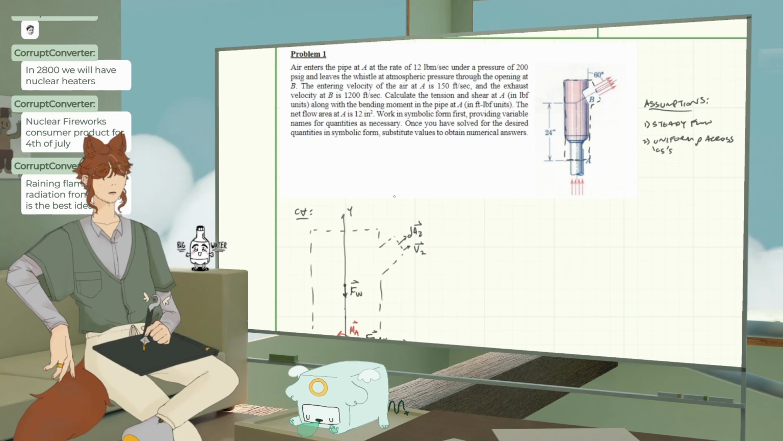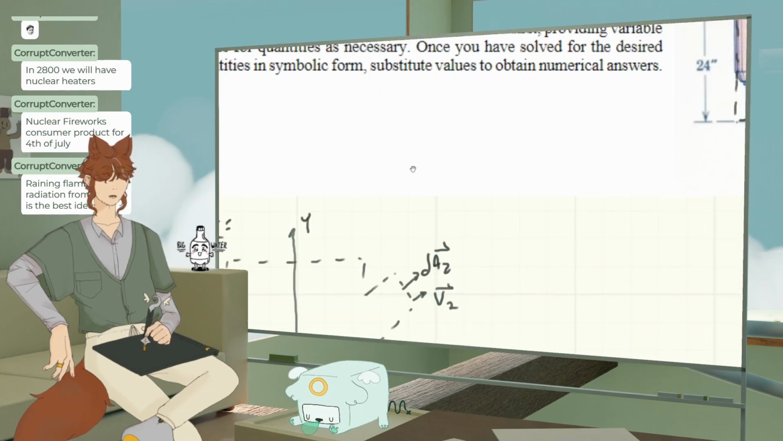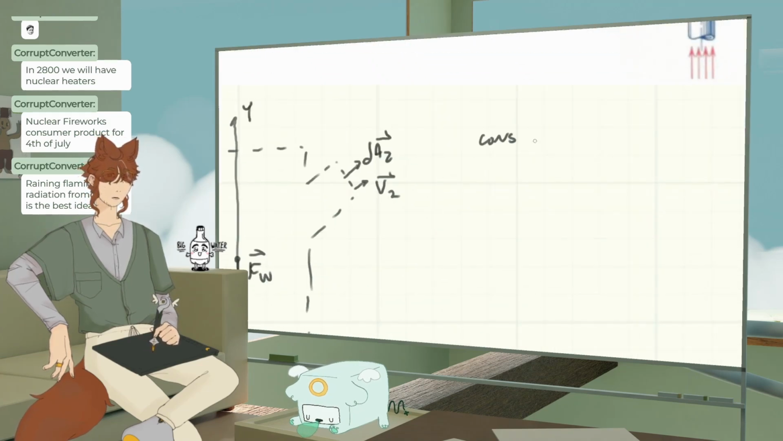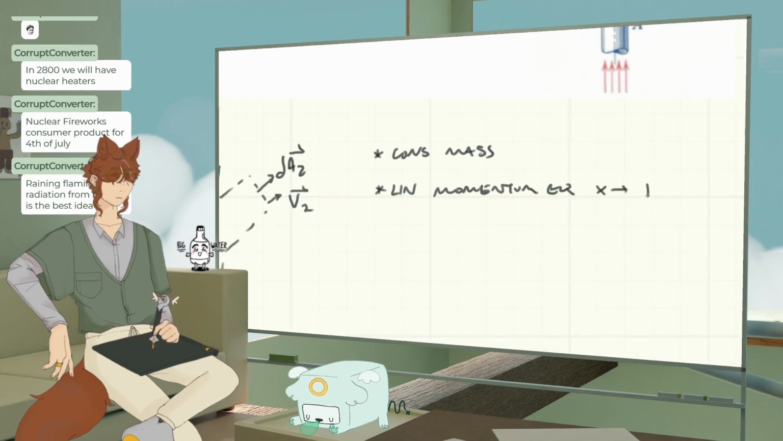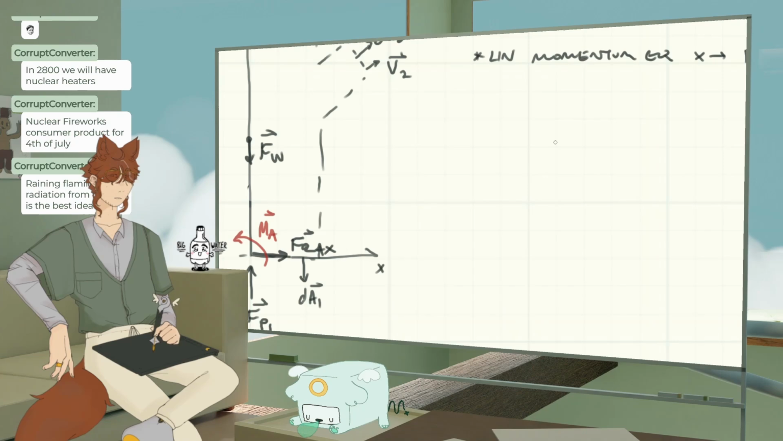But that tension and shear is very hectic. Wait, what if we just did linear momentum conservation? We would get the weight in there. Well, we could just use linear momentum conservation to solve for F_RAX. That would be easy. So, I guess, constant mass, then linear momentum EQ x gives us F_RAX. So that's the shear.